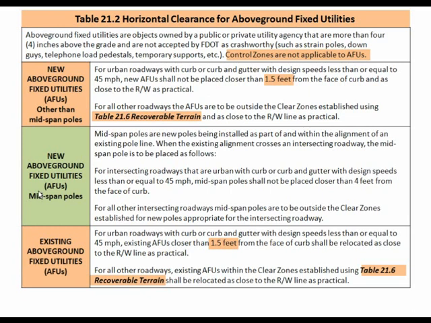The new above ground fixed utility, which is a midspan pole, that hasn't changed. They're treated the same on the context sensitive designs as they are on new construction. And the existing above ground utilities are to be relocated to 1.5 feet from the face of the curb or to the reduced recoverable terrain tables.